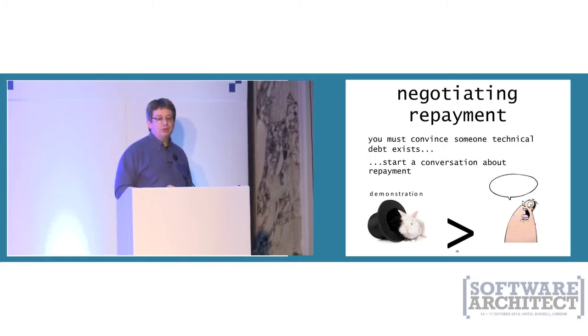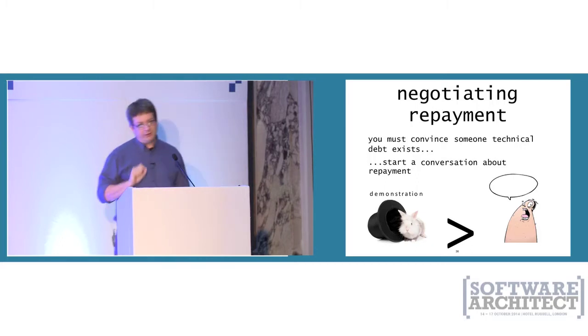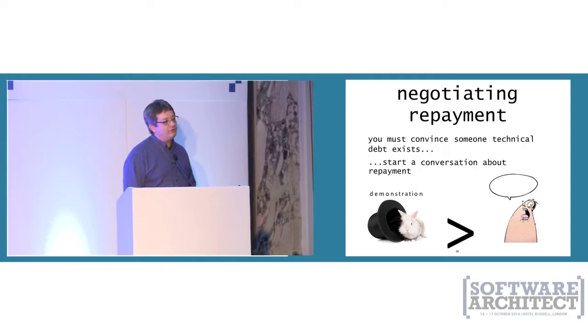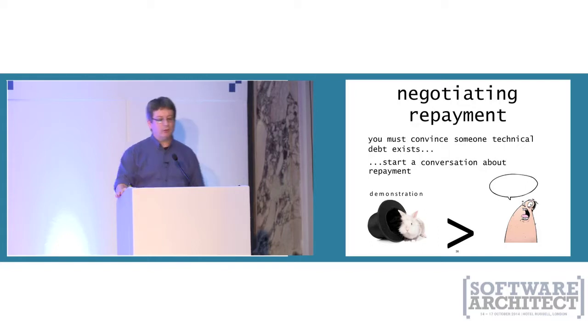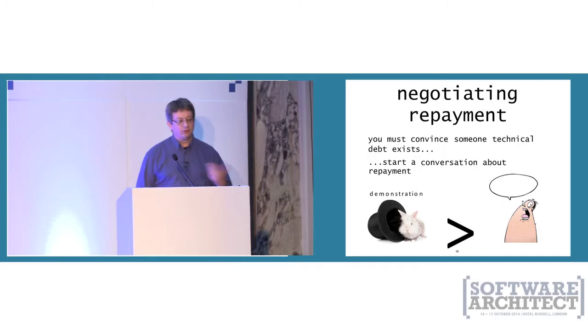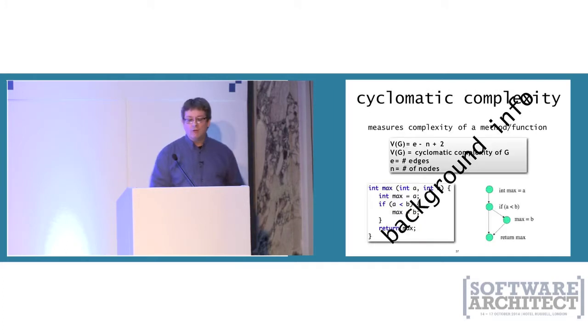So what you have to do is convince someone that technical debt exists before you can ever start a conversation about repayment. And this, we have reached my favorite mantra in the agile engineering world. This works here and it works in a lot of different places, and that is demonstration trumps discussion. Stop talking about it. Demonstrate it. It's hard to argue against objective results, and you can argue about people with subjective things until the cows come home. So, how do you demonstrate technical debt? Let me show you a few techniques. First, we need a metric.